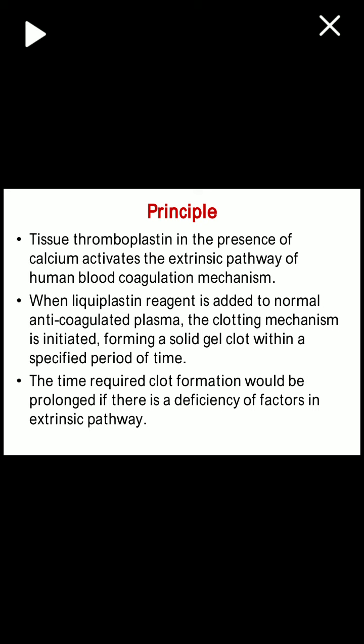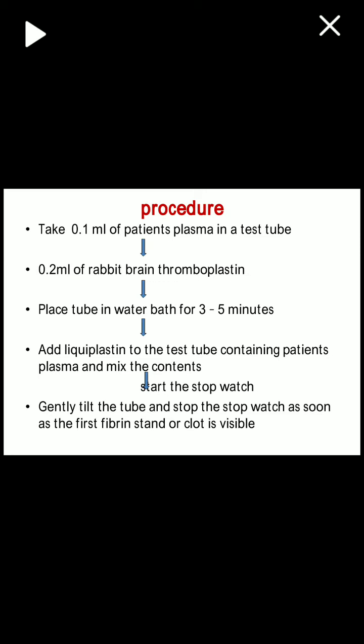When thromboplastin reagent is added to normal anticoagulated plasma, the clotting mechanism is initiated, which forms a solid clot within a specified period of time. The time required for this clot formation is called PT, and it would be prolonged if there is a deficiency of factors in the extrinsic pathway. If any of the factors used in the extrinsic pathway are deficient, clot formation is delayed and the prothrombin time will be prolonged.